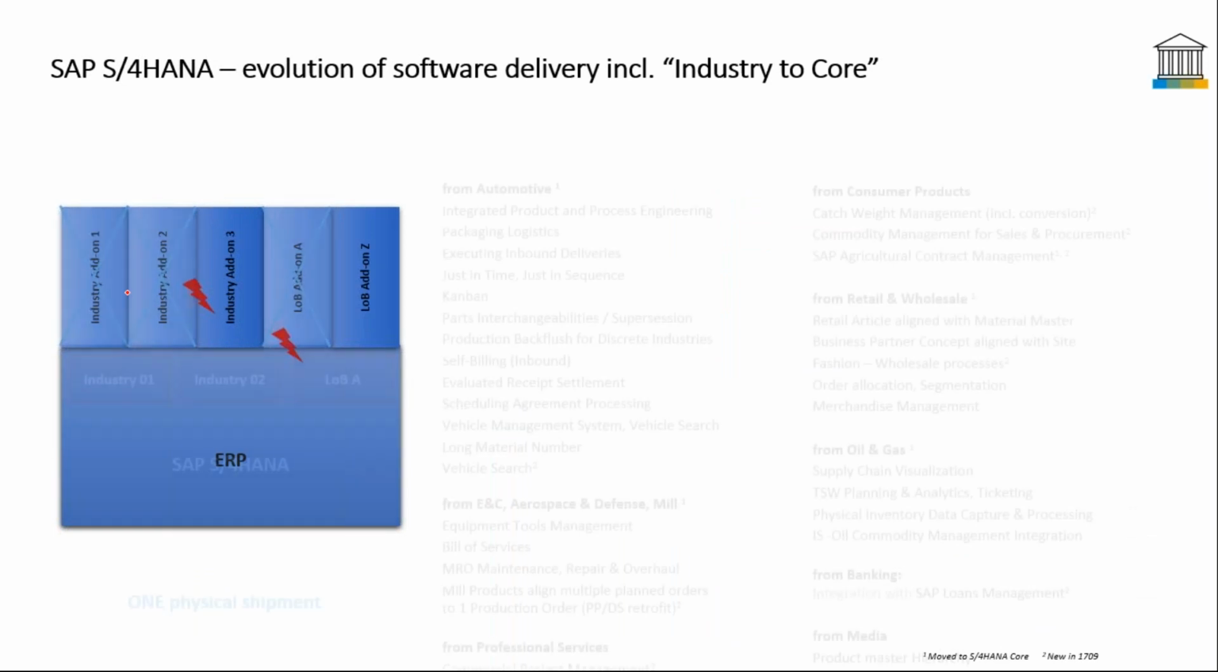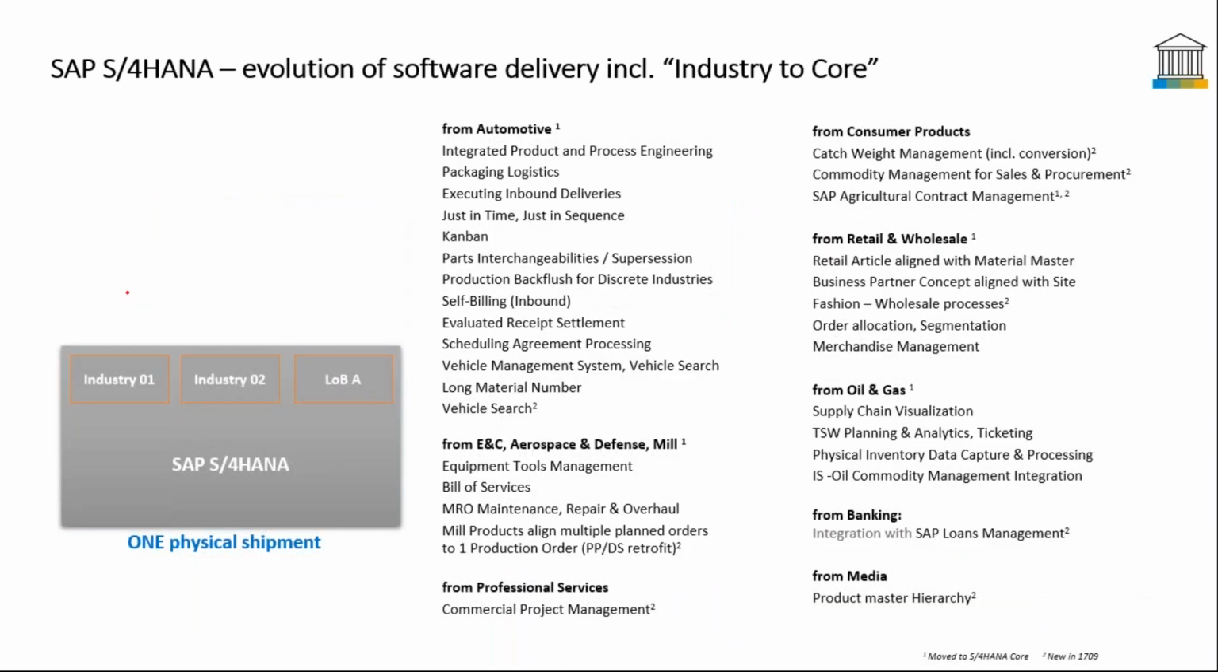Okay. They have touched on all the industry solutions: automotive, engineering and construction, aerospace and defense, mill products, professional services. These are the industry lines of business which have all been covered as part of the SAP S/4HANA strategy. Yes, this is very critical.